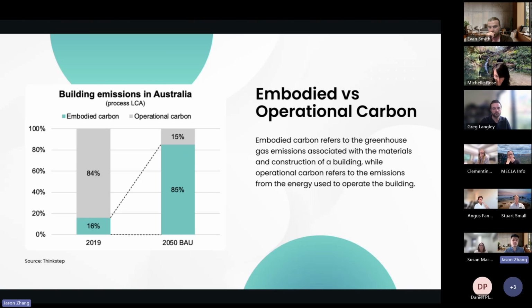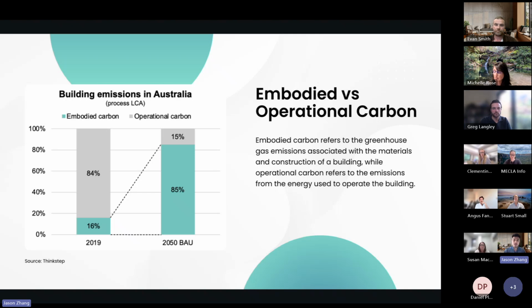So what is embodied carbon? This is the greenhouse gas emission related to the material itself. It's basically the carbon emission from manufacturing this material, transporting it to site and installing it on the building, and also operating it through the whole life cycle. So this is a bit of background on embodied and operational carbon.